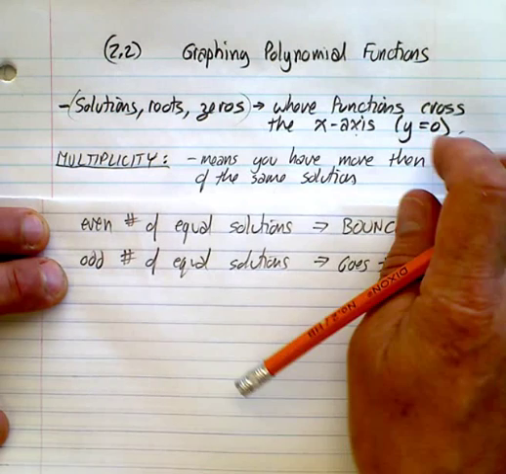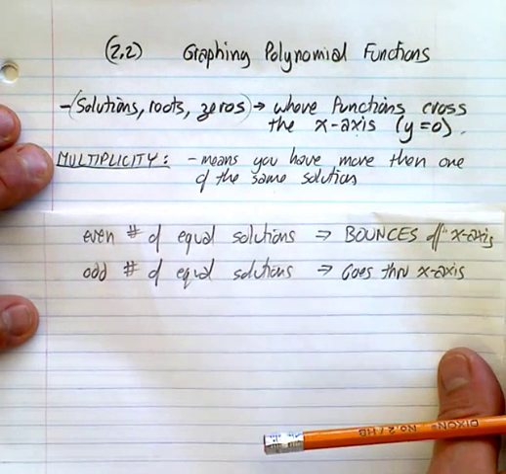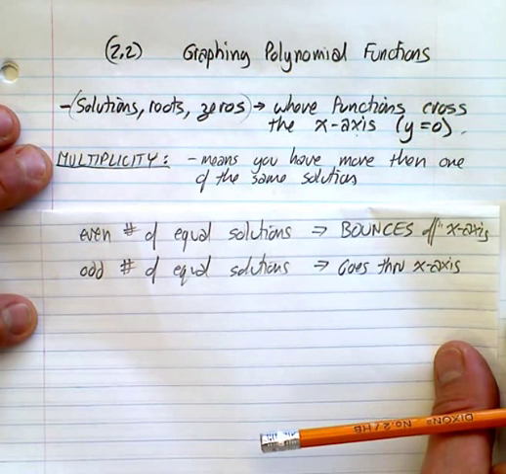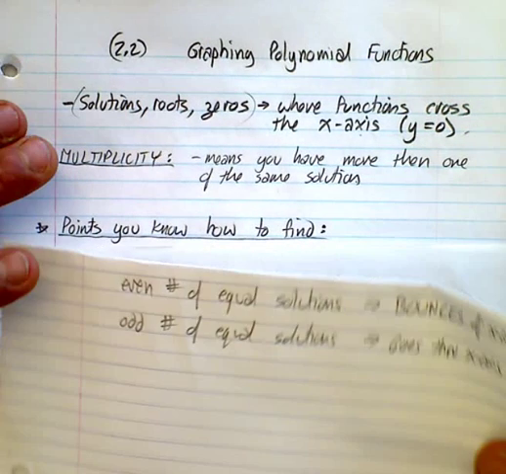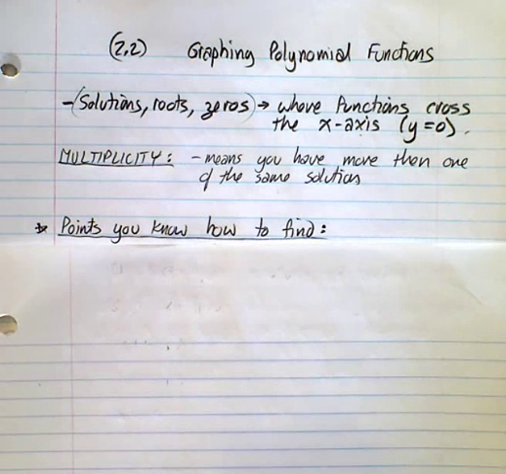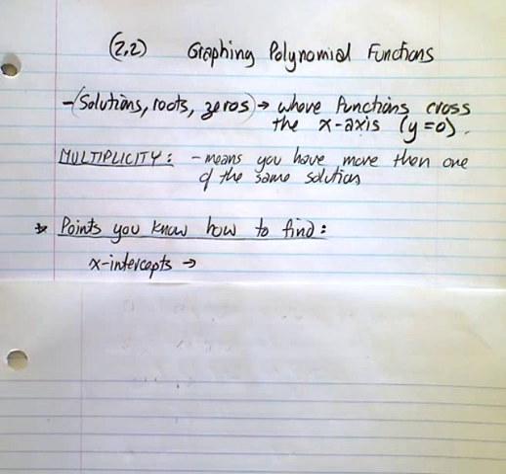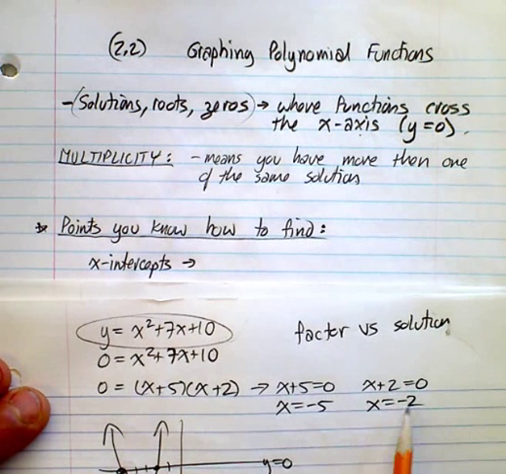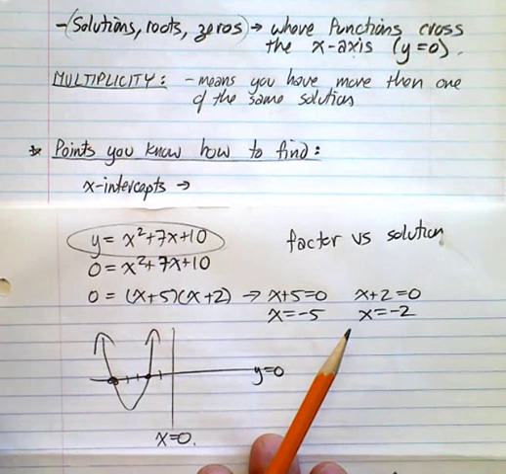So that, ladies and gentlemen, is what we are going to be doing: graphing these things, figuring out whether they bounce, whether they go through, what the shape is, where they start, what their end behavior is, okay? Now, points that you already should know how to find are the x-intercepts, and that's exactly what I was talking about up here, okay? These are your x-intercepts. When you factor it out, you find your x-intercepts.